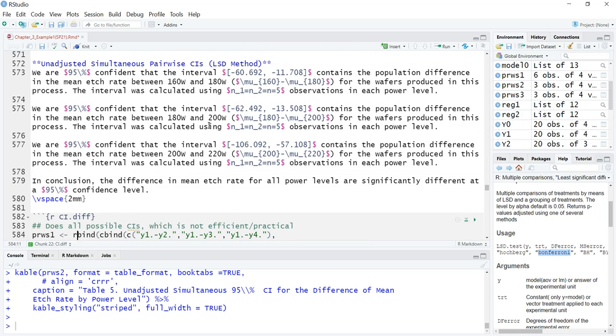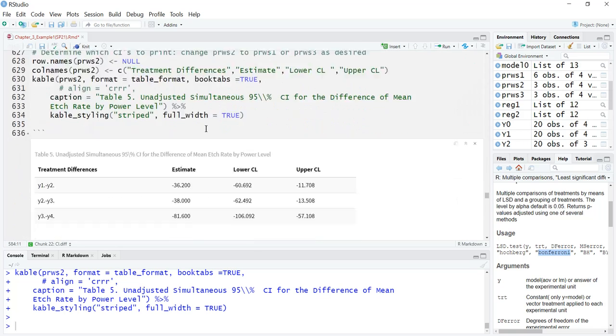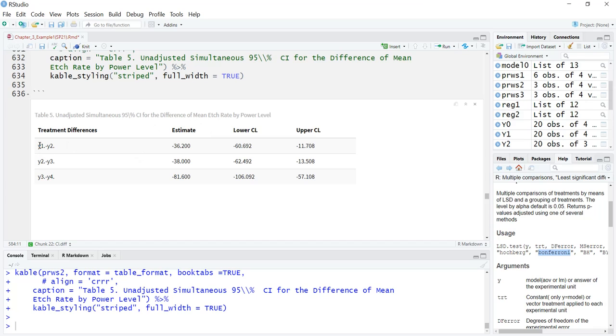Okay, so once I've done this, I have this table down here, and in this case I just want to know if any of them are different in sequential order. So if y1 minus y2 is not the same, which it's not, because both the lower and upper confidence limits are both negative. That means 0 is not in the interval. And then between 2 and 3, the same thing. 0 is not in here. And between 3 and 4, 0 is definitely not in there.